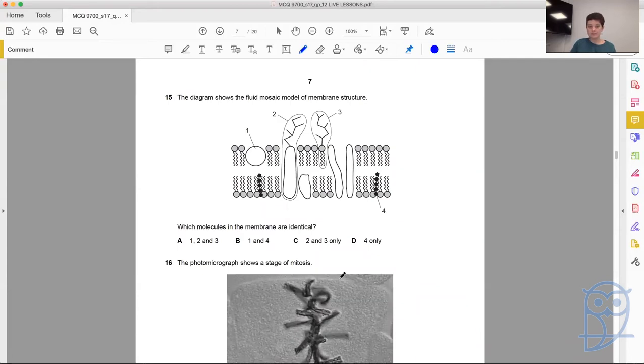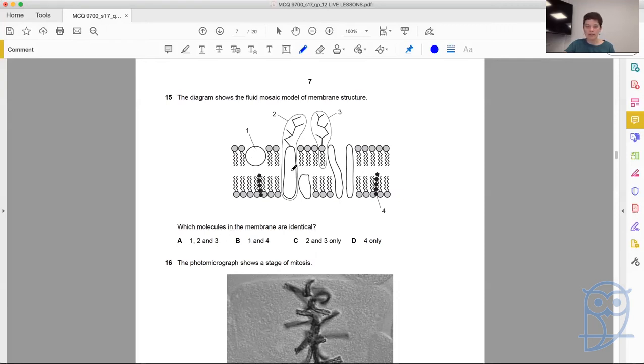Question 15. The diagram shows the fluid mosaic model of membrane structure. So we can see our phospholipids with their heads and tails. We can see cholesterol molecules. We can see a glycolipid and a glycoprotein and a protein. So they ask us which molecules in the membrane are identical. That is a very strange question. So they ask us, 1, 2, and 3, are they identical?